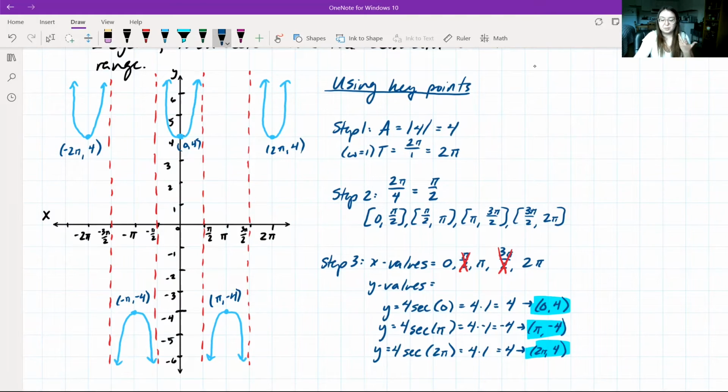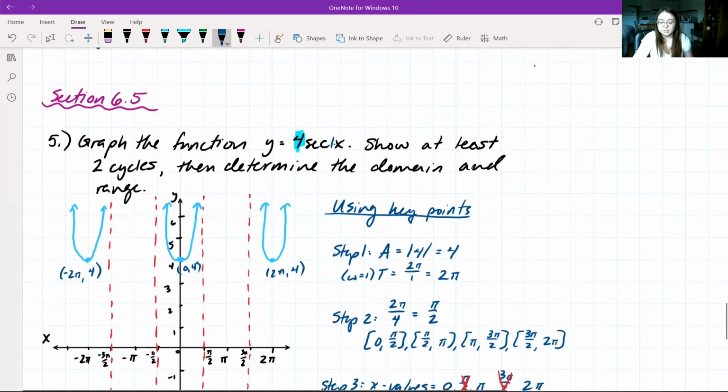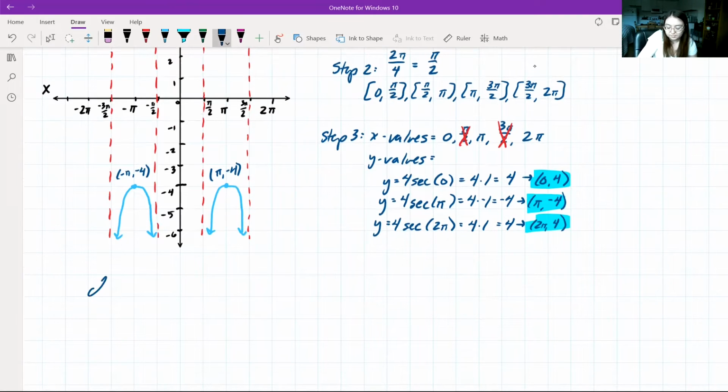So step 4 we've now completed. We have graphed our function. Then the last thing we wanted to do was determine the domain and the range. Our domain and our range in problems such as these are going to be very specific, and they need to be written in our set builder notation.